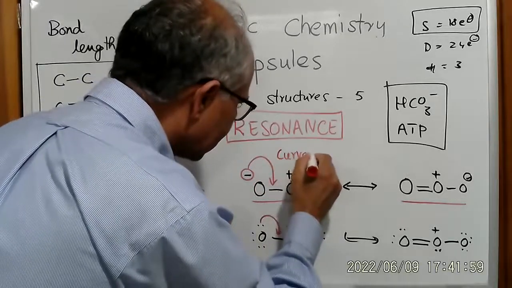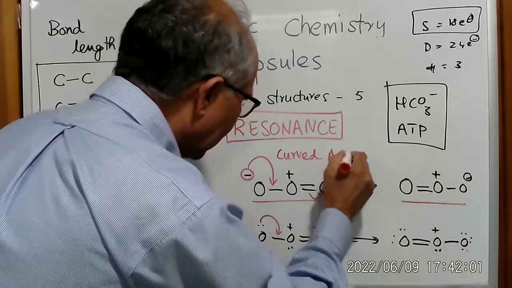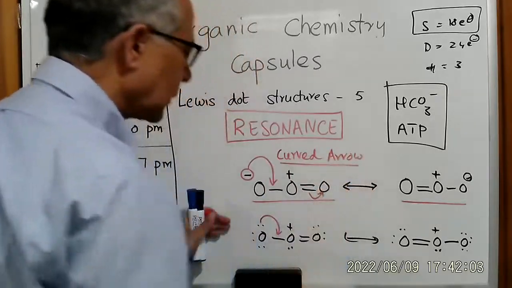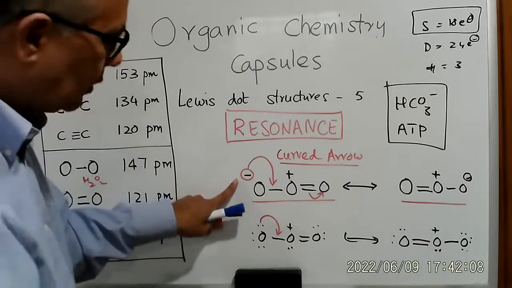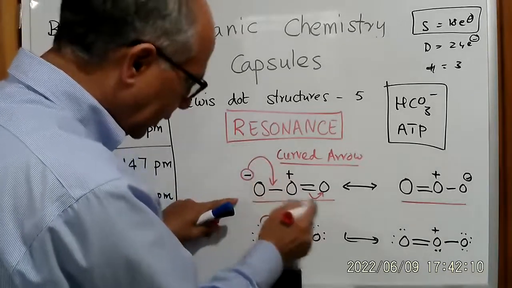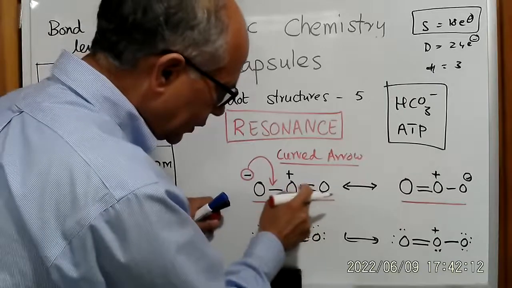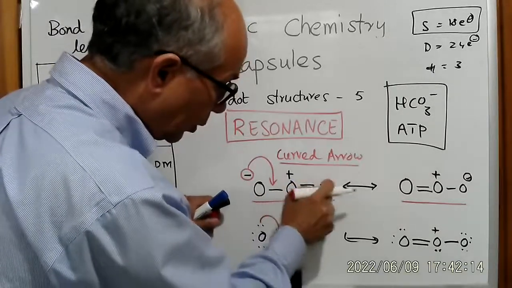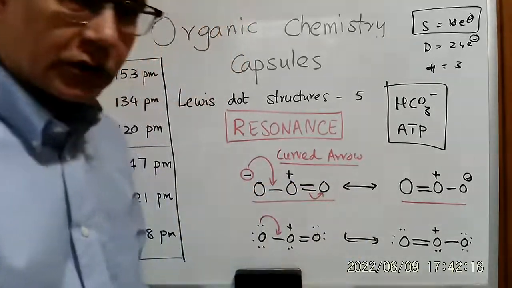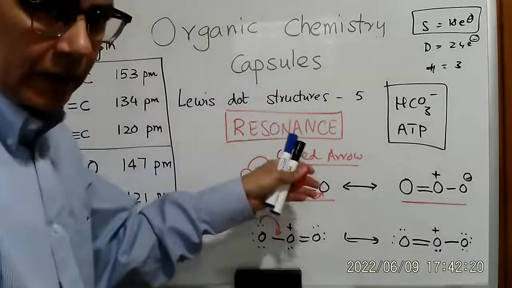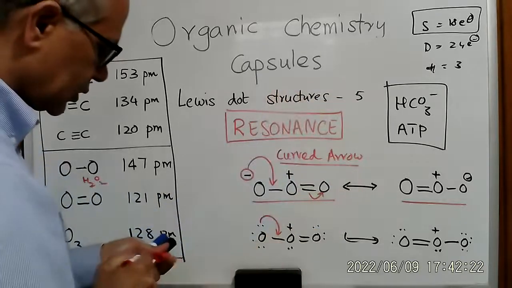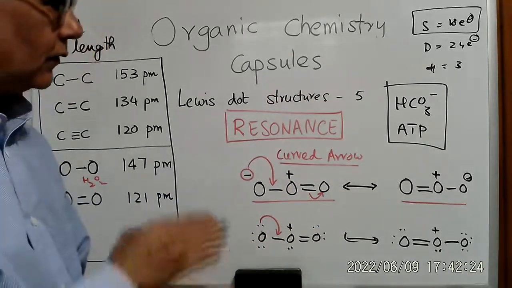We need to master this as well. Curved arrow. Okay. Curved arrow. You start with the electrons, move them, and then you move the double bond there to the next oxygen atom. So we need to master these two things, resonance and curved arrows. We'll do that in the next capsule. We stop now.